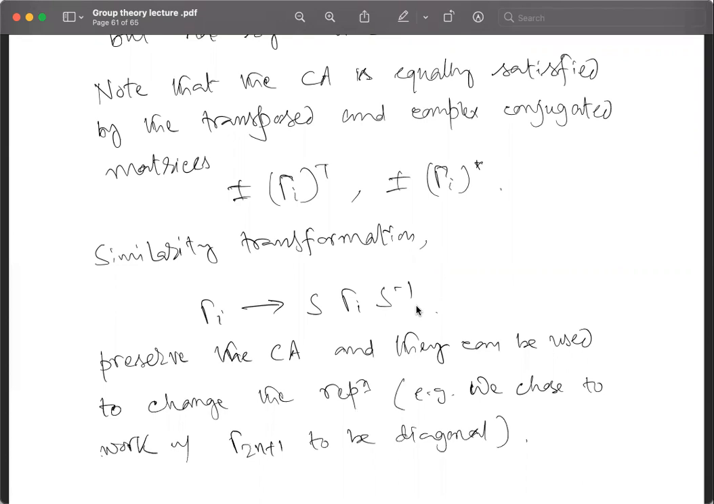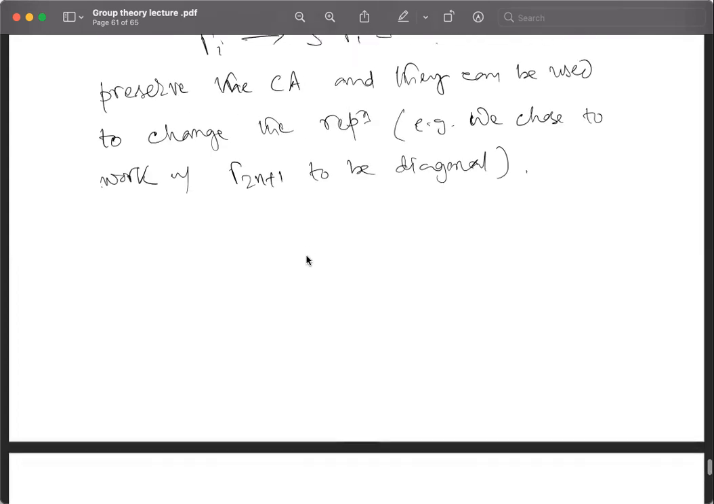For example, we chose to work with gamma_{2n+1} to be diagonal. As I told you earlier, it's not necessary that gamma_{2n+1} will be diagonal, but we can choose the representation where gamma_{2n+1} is diagonal. If you are not in that diagonal basis, then you can do a similarity transformation of the matrix and transform them into a diagonal form.